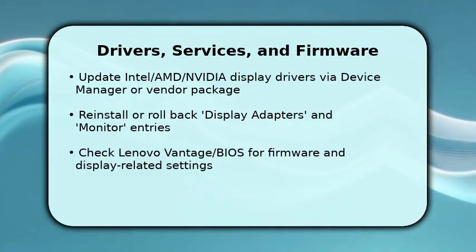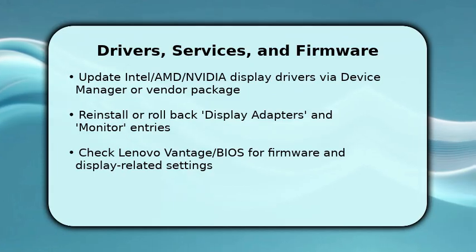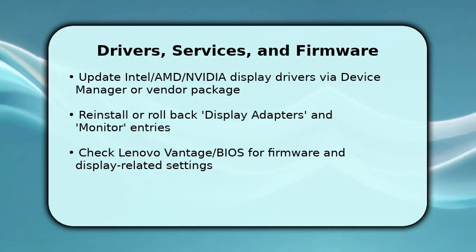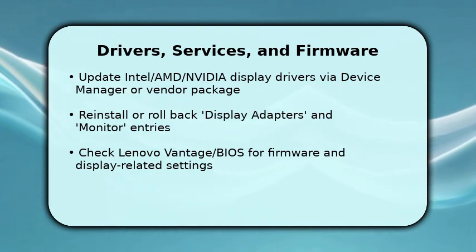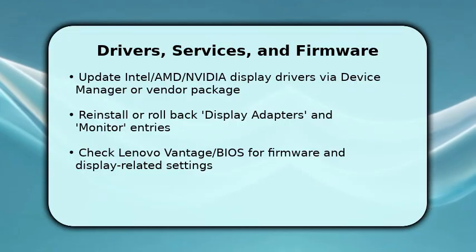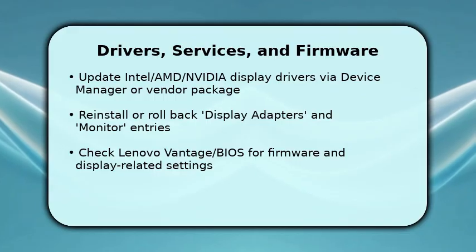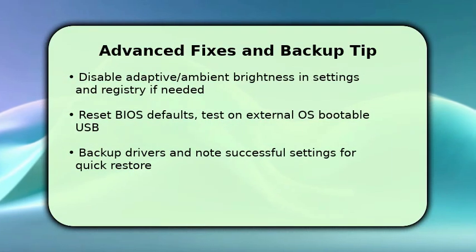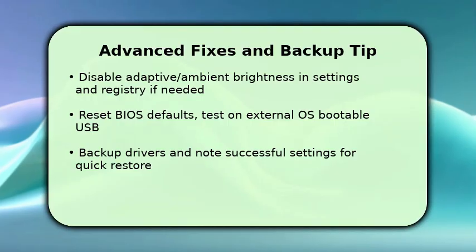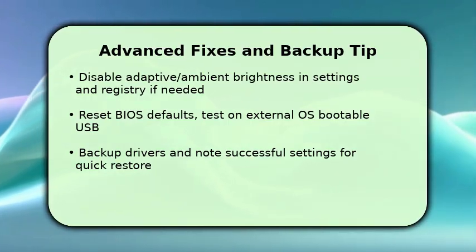Make sure Lenovo Vantage is updated, and inspect BIOS/UEFI for display or adaptive brightness options. Finally, perform advanced remediation when drivers and firmware didn't help. Turn off adaptive and ambient brightness in Windows settings, and, if necessary, change the registry key for adaptive brightness to 0, only if comfortable editing registry, because sensor calibration can auto-dim unexpectedly.